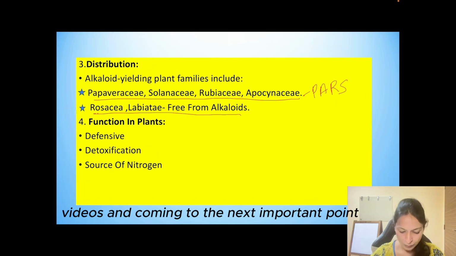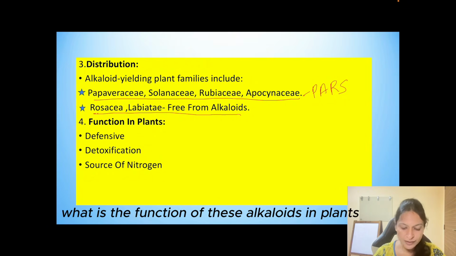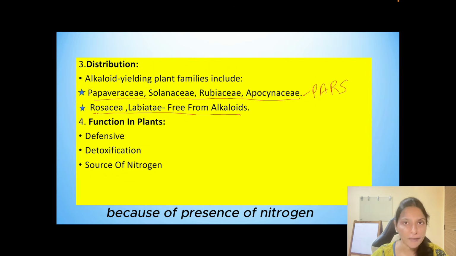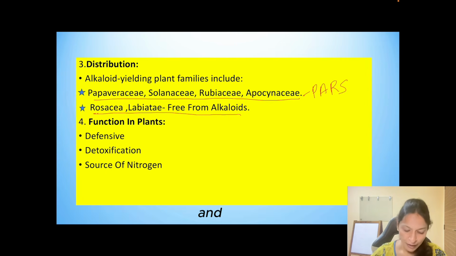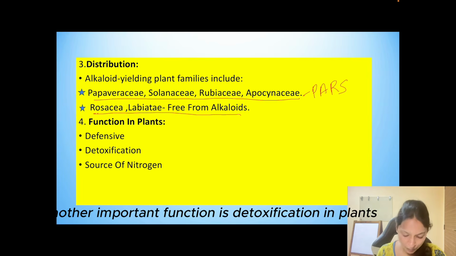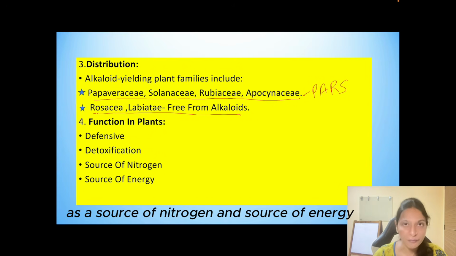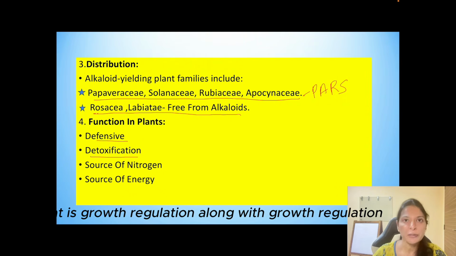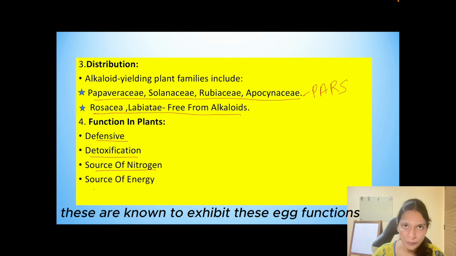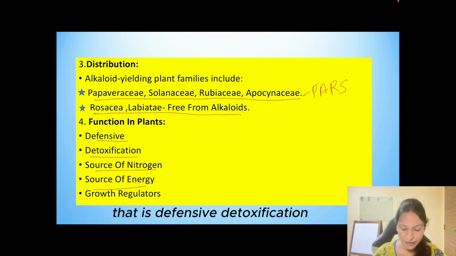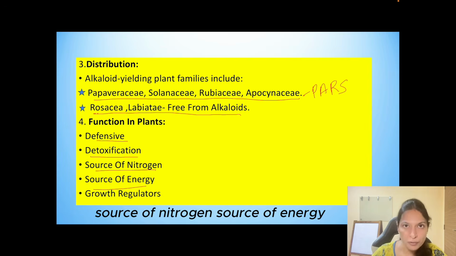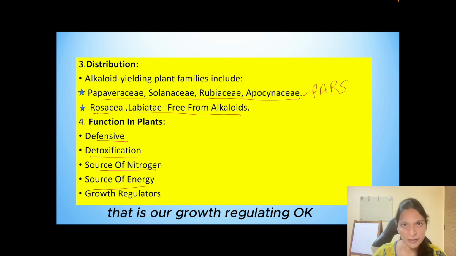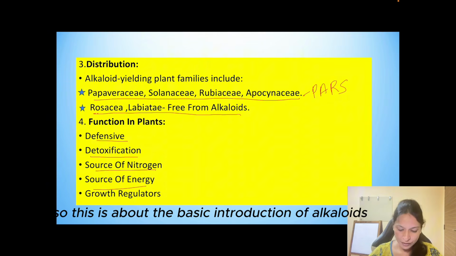And coming to the next important point, that is the function. What is the function of these alkaloids in plants? You need to know. In general, these are all defensive in nature, because of the presence of nitrogen, they act as a defensive mechanism in plants. Another important function is detoxification in plants, as a source of nitrogen and also a source of energy for plants. Along with these, the main function is growth regulation. So the functions are defensive, detoxification, source of nitrogen, source of energy, and last but not least, growth regulating. Okay, so this is about the basic introduction of alkaloids.